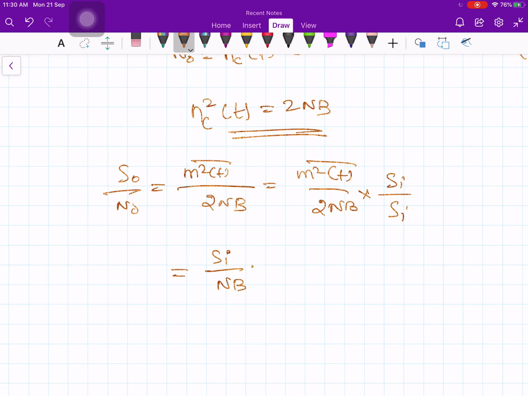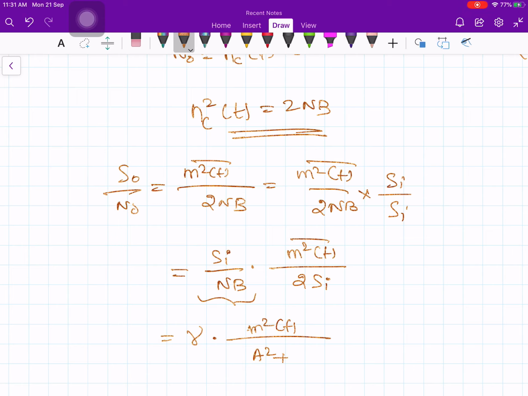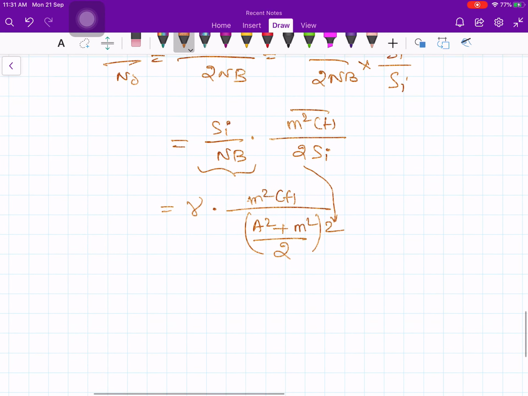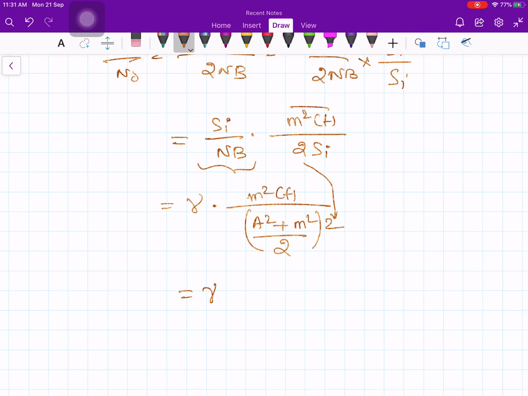Plus m square of t bar divided by 2 times Si. Can I write like this? Yes. And what about this guy? This is our friend benchmark gamma times m square bar of t divided by, what is Si? Si is a squared plus m squared by 2, and this whole thing is multiplied by 2, so the 2 and 2 will get cancelled. So this is gamma times m squared by a square plus m squared. This is my S naught by N naught.